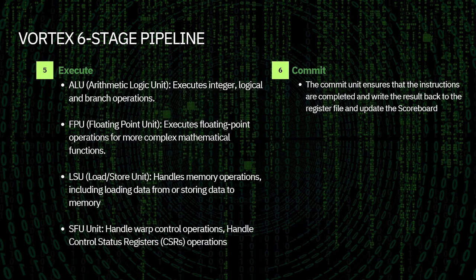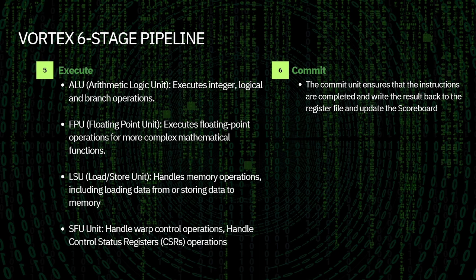كده عندنا execute stage جواه ال ALU executes integral logic and branch operation. ال FPU اللي هي floating point unit executes floating point operations. ال load store unit handles the memory operations including loading the data from or storing data to the memory. ال SFU unit ال special function unit handle verb control operations وhandle control status registers operations.